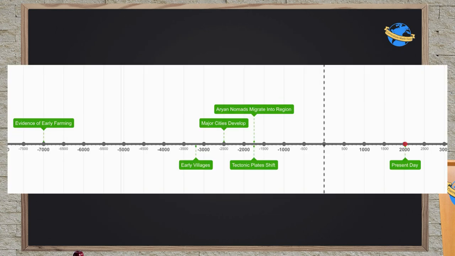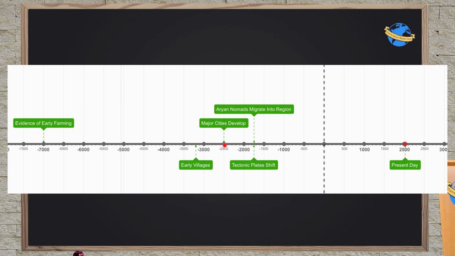All right, so let's take a quick look at the timescale here. So here we are in the year 2025 when I'm filming this. If we go back in time 9,000 years, that's when we get that early evidence of farming in the Indus Valley. But then you have to fast forward about 4,000 years before you get these early villages forming. It takes another, not quite 1,000 years, but maybe 700 or so years before we get major cities developing.